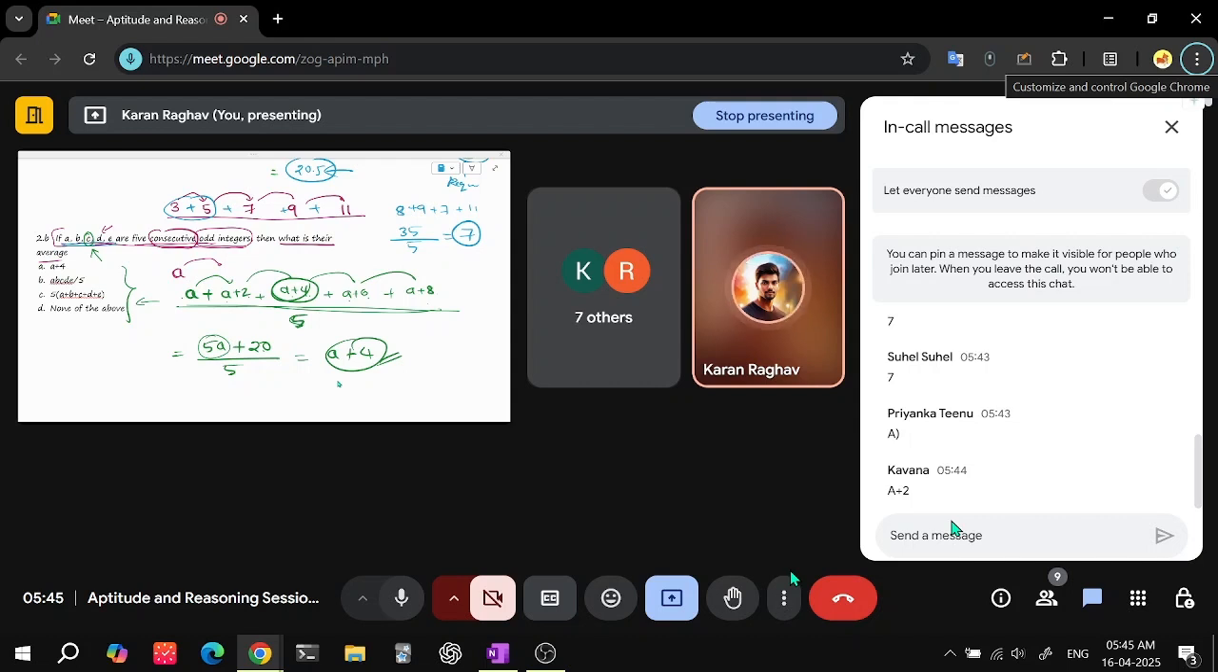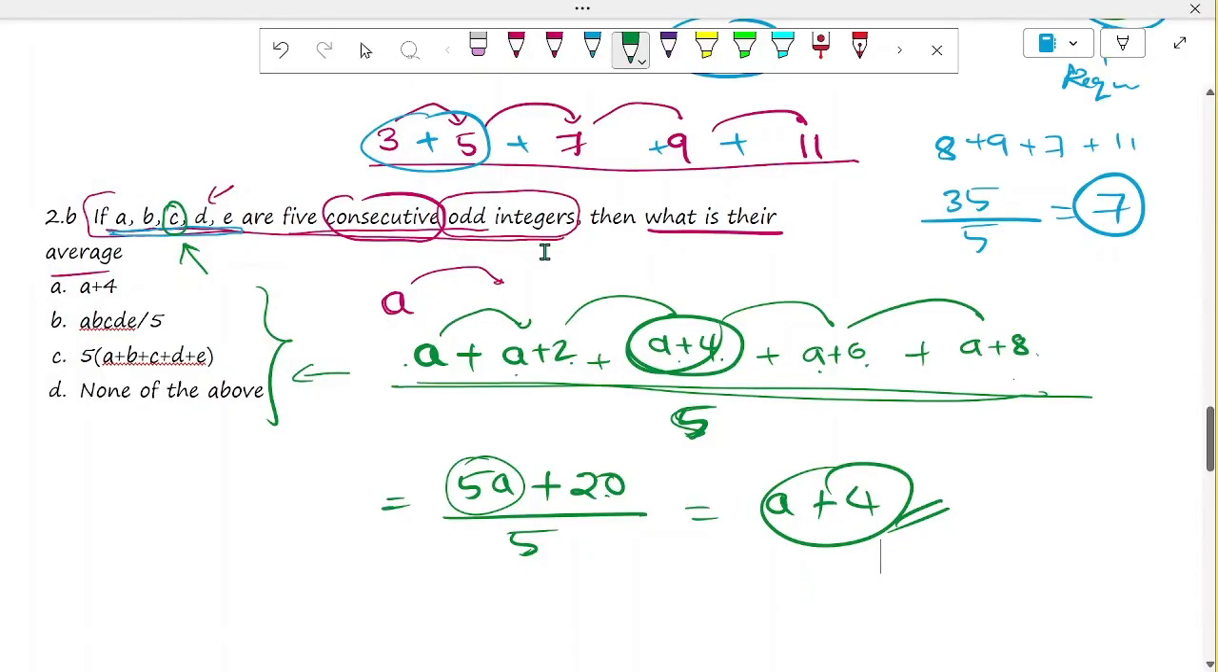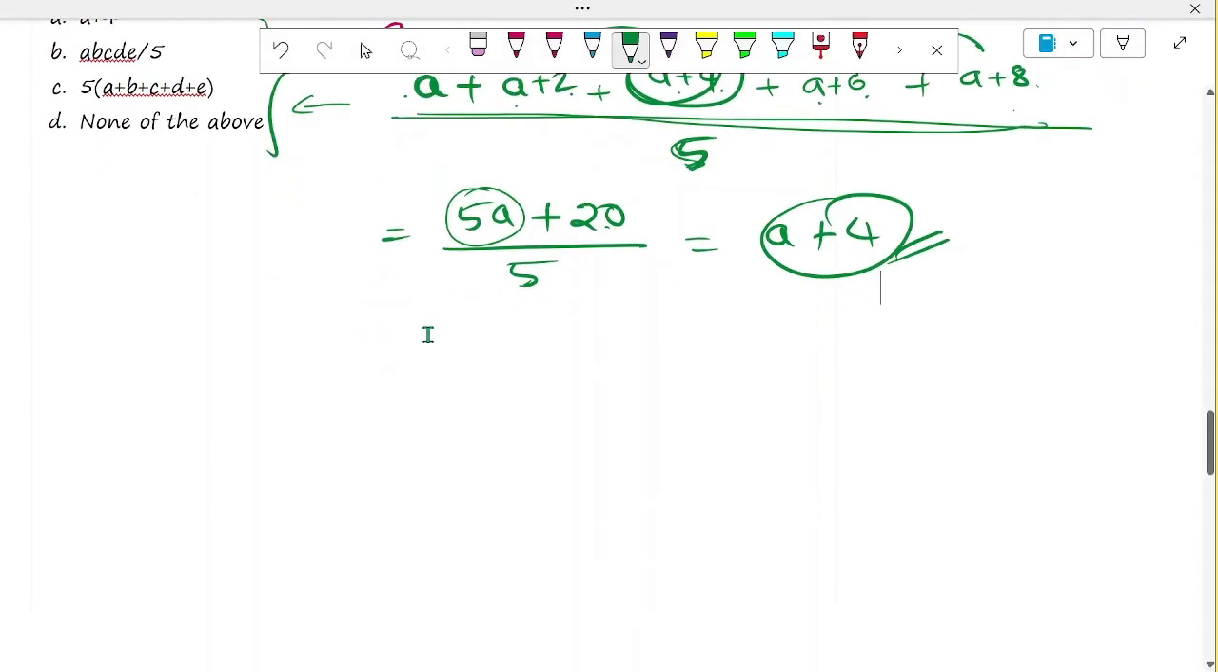Okay, I hope you got this question. It is very simple, but you need to apply some of the rules. Anybody any doubts in this question? Okay, no doubts. Then we'll go further.